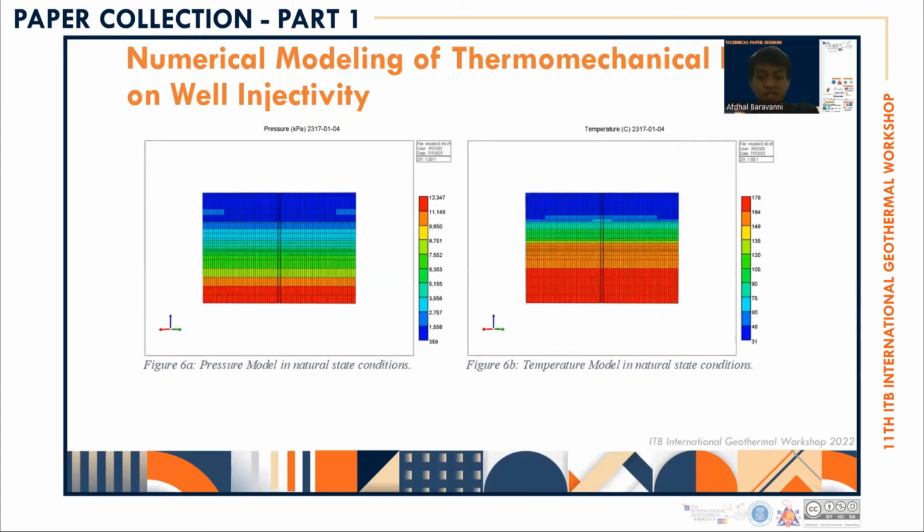The simulation sets the final time at a maximum of 800 years in order to achieve natural state condition. After 300 years, the simulation process approaches the natural state. These figures display the pressure and temperature in the natural state condition.